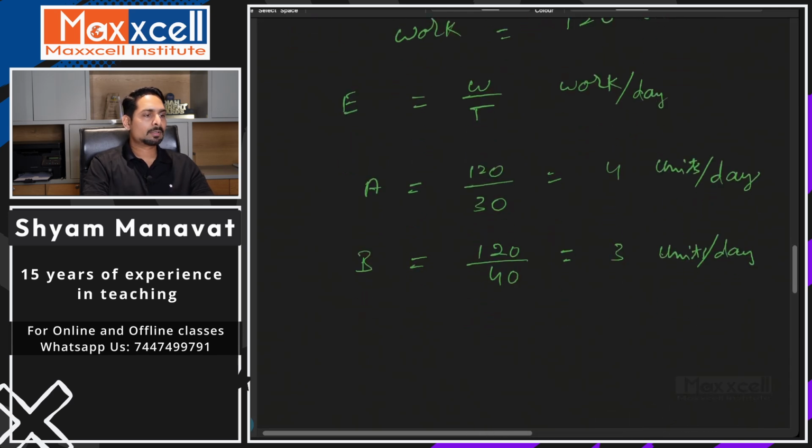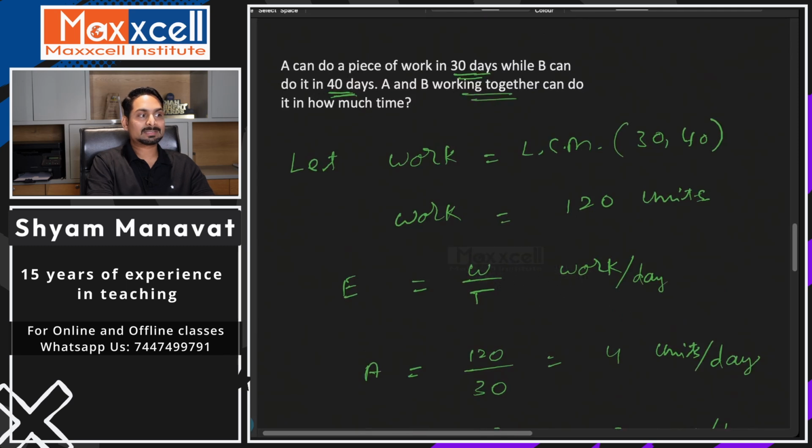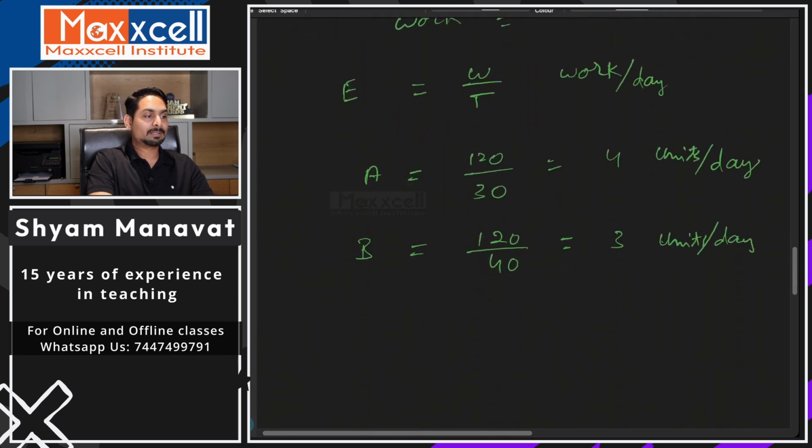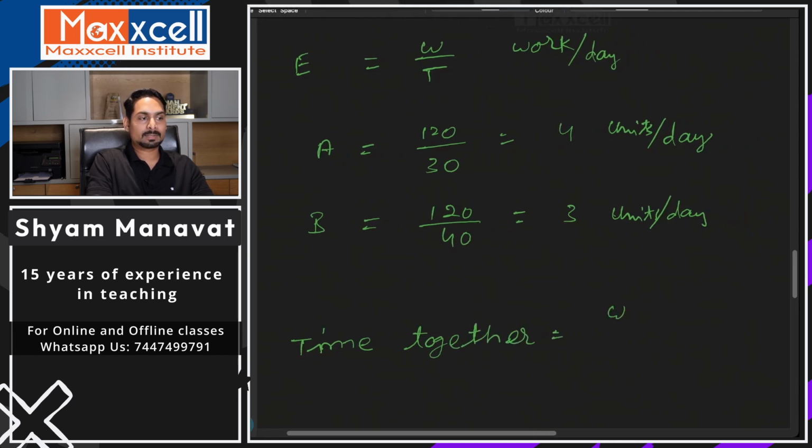All right. Now the question said together. Together, how much time will they take to complete the work? So if I want to find the time when they work together, that should be the number of units of work they are doing together.